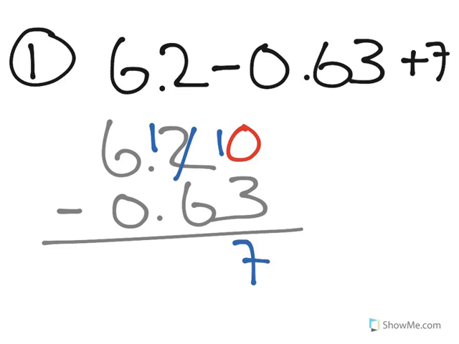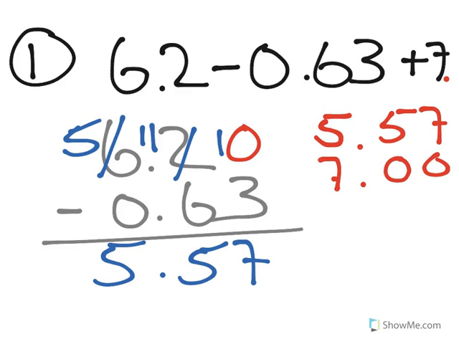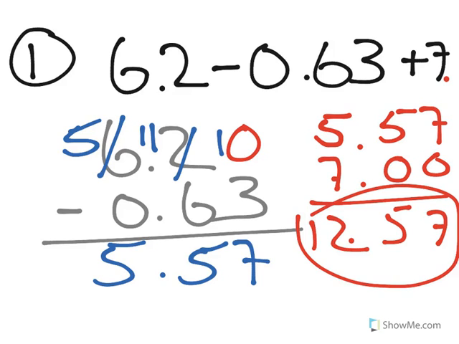I cannot subtract 6 from 1, so I have to borrow. That becomes a 5. That becomes an 11. And now I can subtract 11 minus 6, which is 5, and then 5 minus 0, which is 5. Then I'm going to add my 7, and remember there's a decimal behind the 7. So I need to line up my decimals, and at this point I just add, and that's where I get the 12 and 57 hundredths.